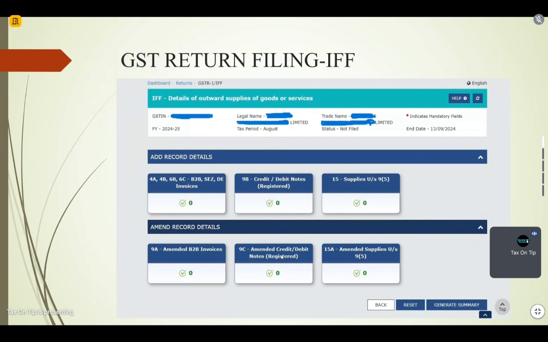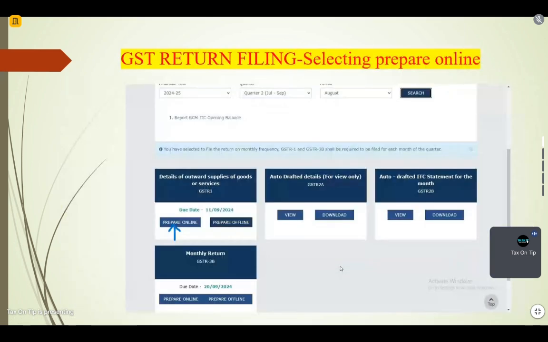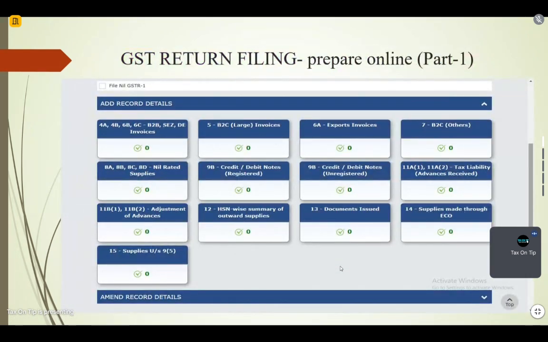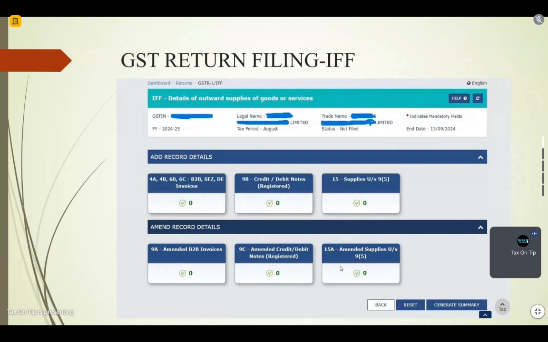Okay, so now once we click on that IFF, we have this table on the screen. You can see that only very limited tables are there. Like if we are filing the GSTR-1, you can see that there are multiple tables. But in case of IFF, you will see that only 3 tables under the add record and 3 tables under the amendment records are there. Okay, so table 4 is there, table 9 is there, and table 15 is there.